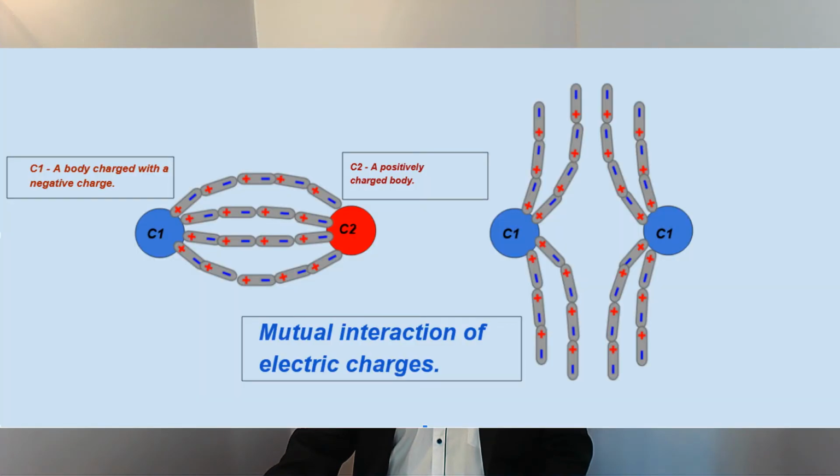Depending on the sign of the charges, we will consider two cases. Case 1, two bodies have charges of opposite signs. In this situation, the bodies will attract each other and the ends of the photonus chains will close between the bodies. The interaction will be similar to gravity, only much stronger.